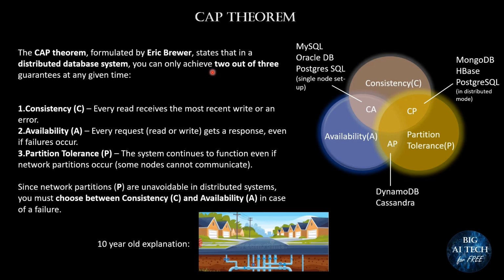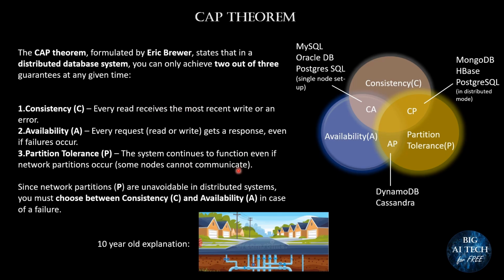Coming to partition tolerance, the system continues to function even if network partitions occur. Some nodes cannot communicate. If we come to the same example, the system still works even with broken pipes. So even if some pipes are broken, that's like some network failure happened in this water system, it still keeps working as best as it can. Some houses might get different water pressure or quality, but water still flows. That's partition tolerance.